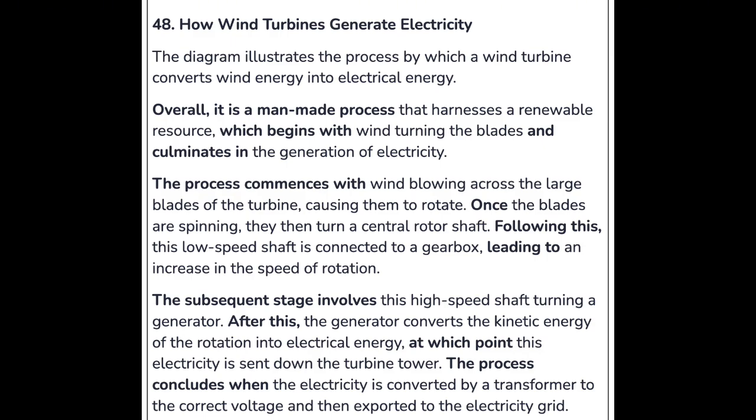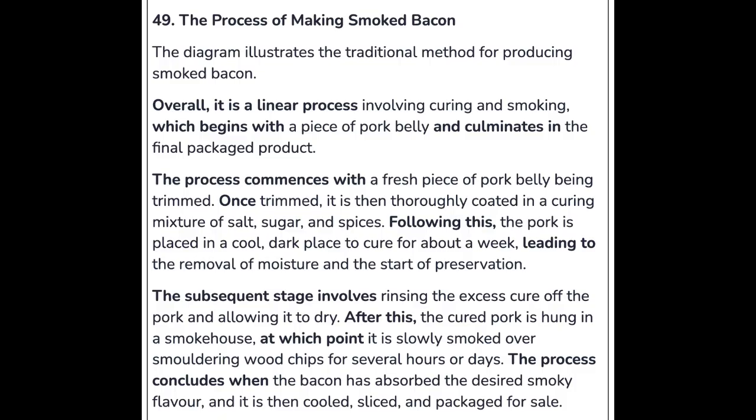After this, the generator converts the kinetic energy of the rotation into electrical energy, at which point this electricity is sent down the turbine tower. The process concludes when the electricity is converted by a transformer to the correct voltage and then exported to the electricity grid. 49. The process of making smoked bacon.